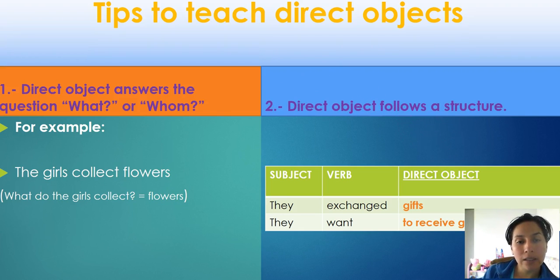Another tip to teach a direct object is that they follow a pattern in a declarative sentence, but this function can also be realized by a clause. For example, they exchange gifts. This is a declarative sentence, and the direct object is the word gifts. So that sentence follows the pattern subject, verb, and direct object. In the same way, they want to receive gifts. This is a to-infinitive clause, and the direct object is the clause to receive gifts, so that clause follows the pattern subject, main verb, and direct object within a to-infinitive clause.